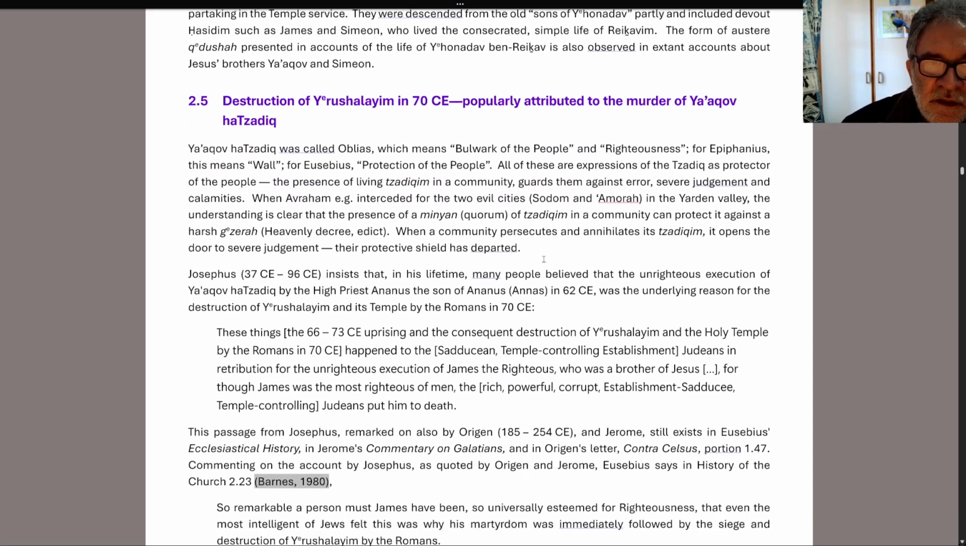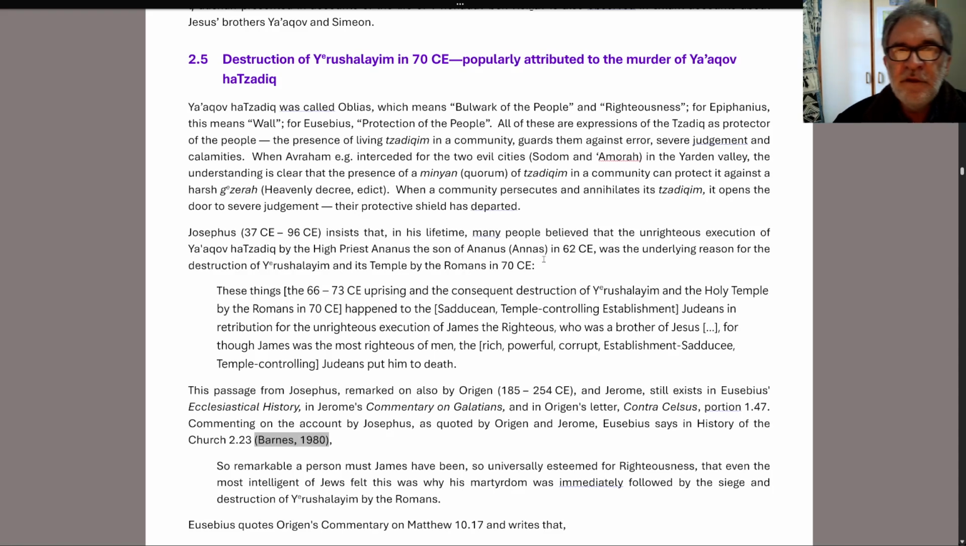Okay, let's look now at the destruction of Jerusalem in the year 70, popularly attributed to the murder of Yaakov HaTzadik. Yaakov HaTzadik was called Oblias, which means bulwark of a people, and righteousness. For Epiphanius, this means wall. For Eusebius, protection of a people. All of these are expressions of a tzaddik as protector of a people. The presence of living tzaddikim in a community guards them against error, severe judgment, and calamities.